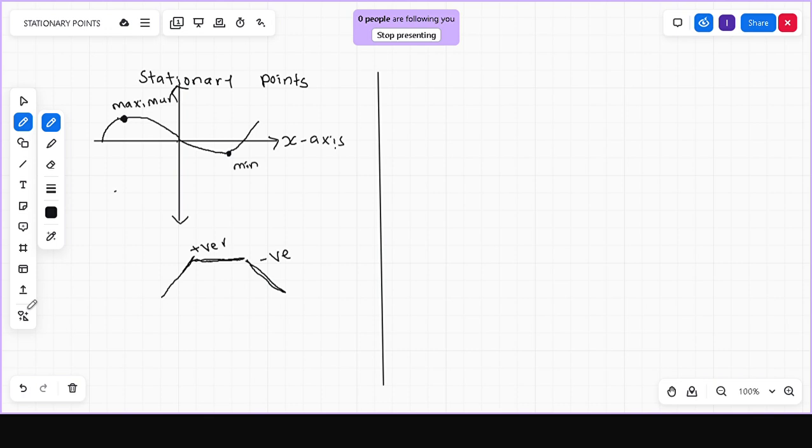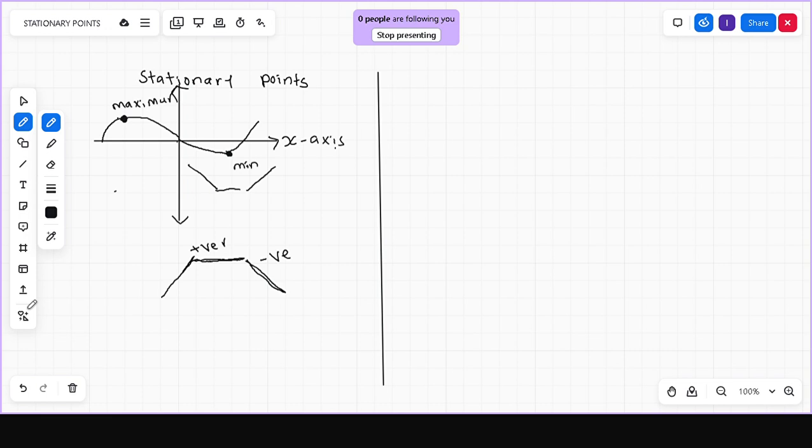Then the lowest point of the curve changes its gradient from the negative. At this lowest point, it tends to flatten, then it curves upward, going upward. So the minimum point takes the nature of the gradient changing from the negative to zero to positive.